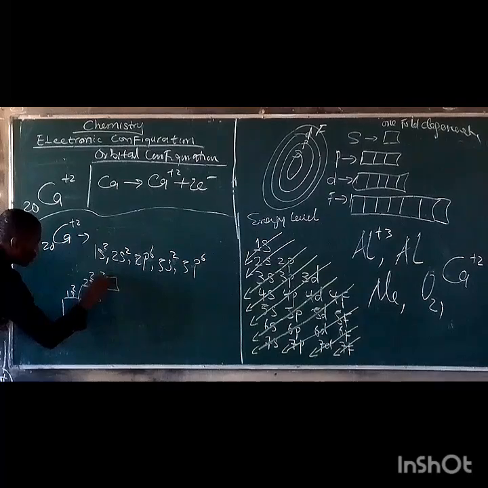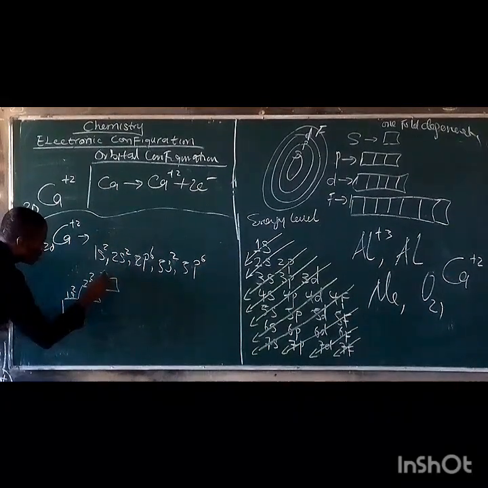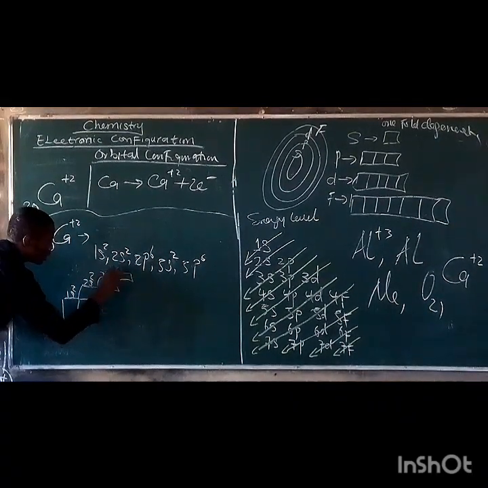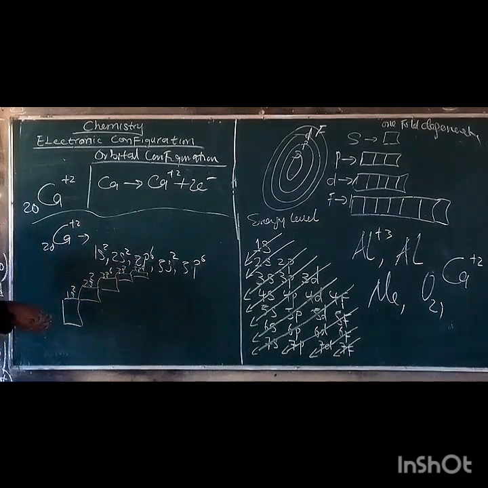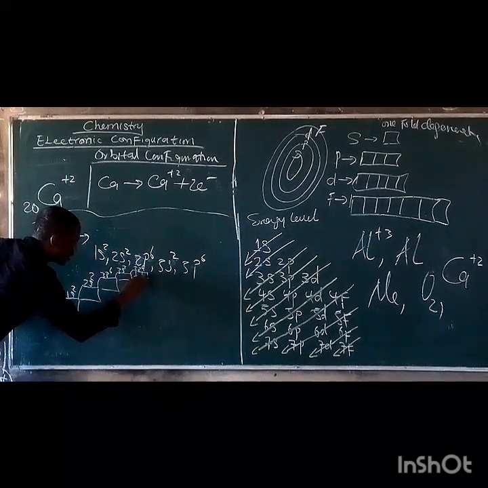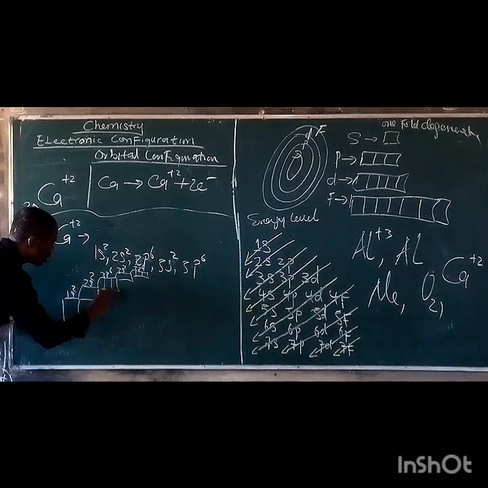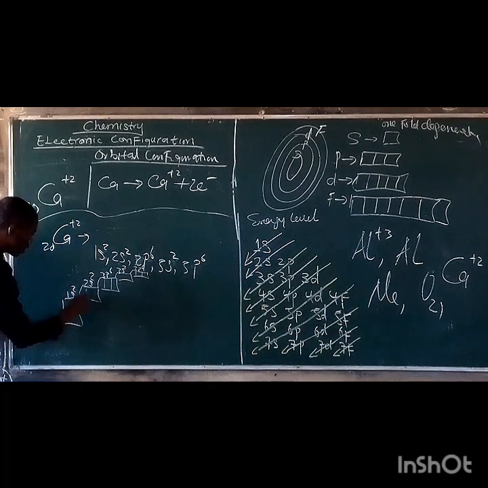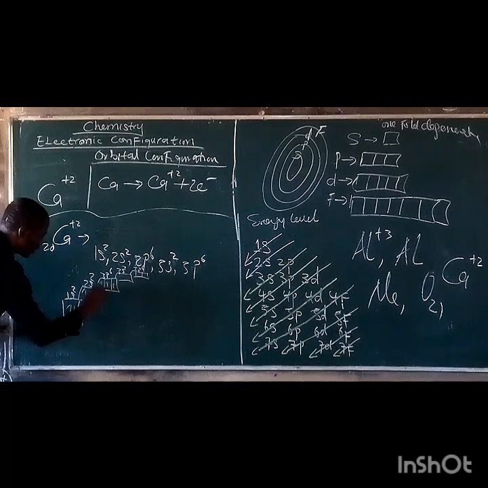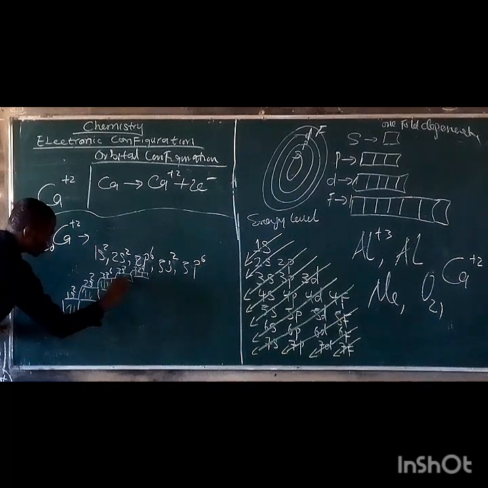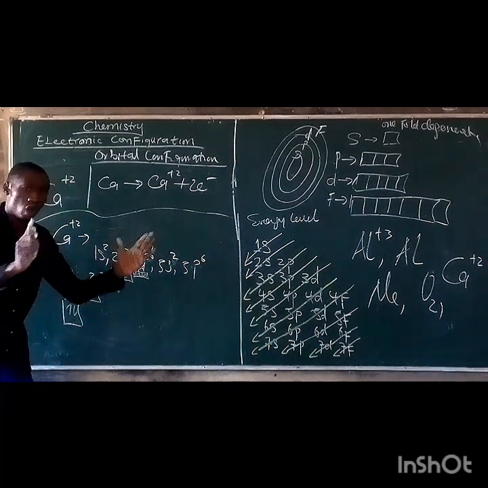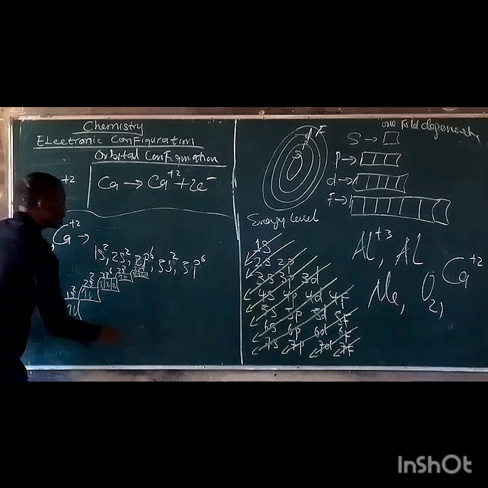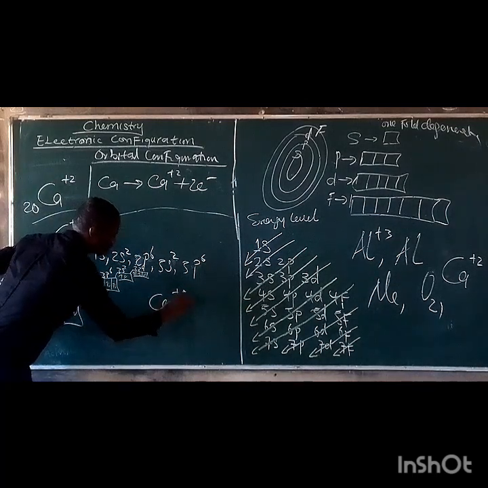So the configuration now will be 1s2, 2s2, 2p6, 3s2, and 3p6. Alright? Notice that the p is 3-fold degenerate. So we have 1, 2, 1, 2, 1, 2, 3, 1, 2, 3, 1, 2, 3. There is no unpaired electron here, and this configuration is for calcium positively charged.